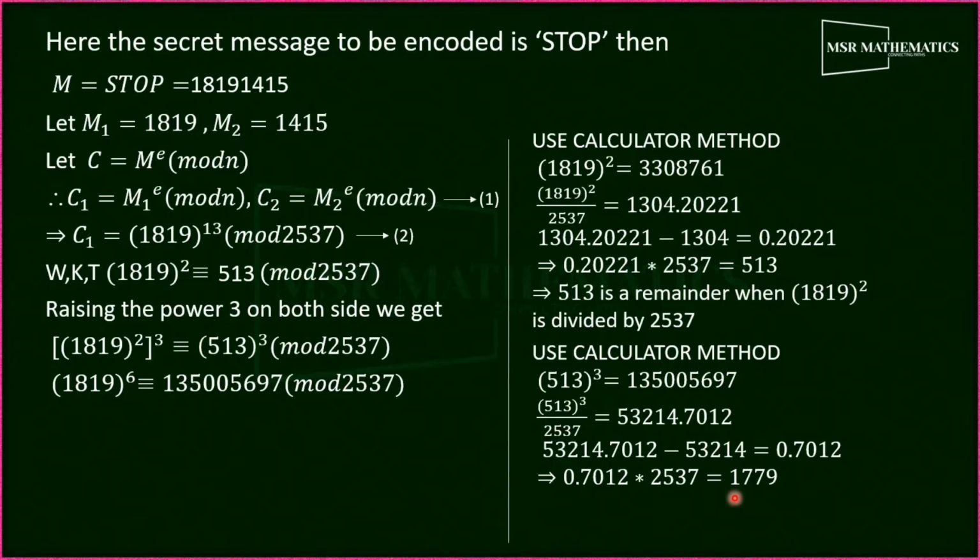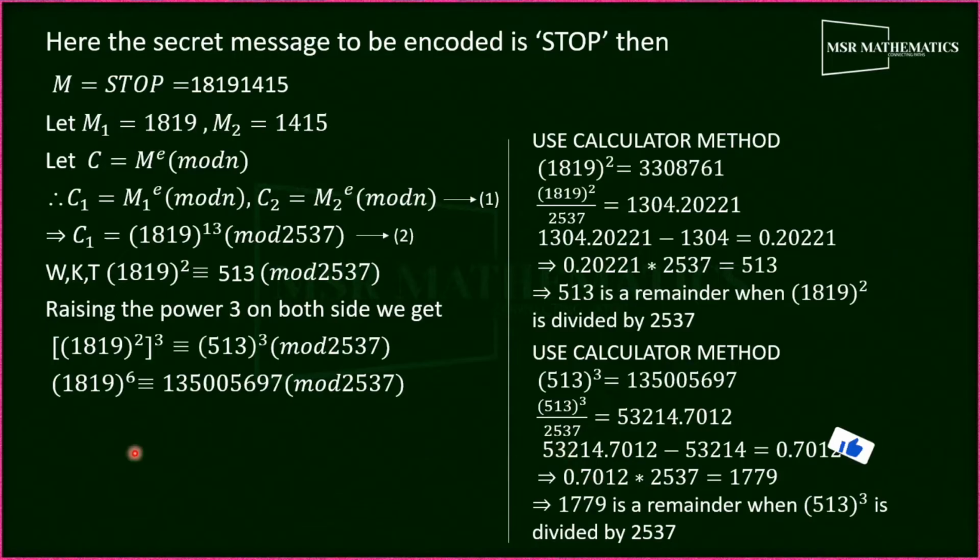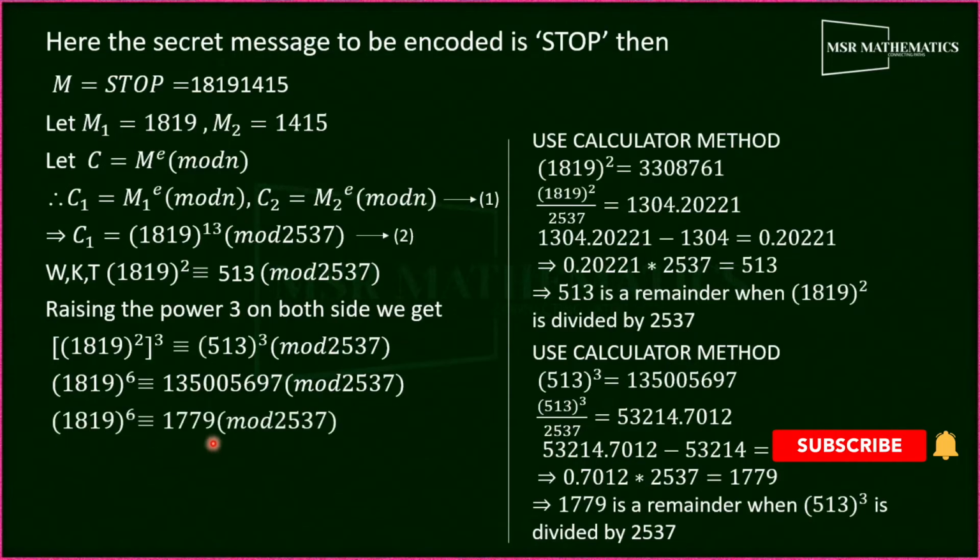We can approximately write this value as 1779. Here we get this value as 1778.9. So 0.944 we can write this as, we can add that value. So we get 1779. So in the right hand side 513 cube, we can write this as 1779 because here 1779 is a remainder when 513 cube is divided by 2537. So in the place of this we can write this as 1779. So this value is nothing but 1819 power 6 is congruent to 1779 under modulo 2537.